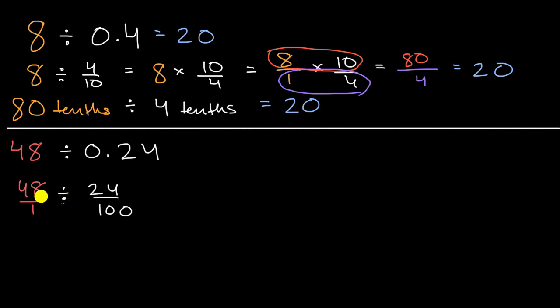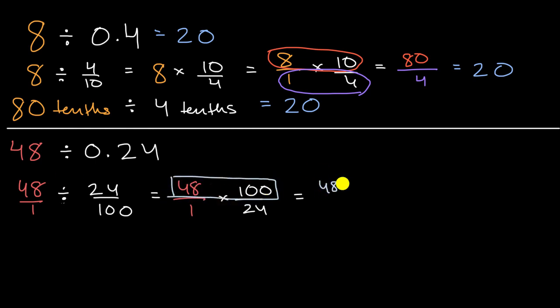There you go. And so when you divide by a fraction, that's the same thing as multiplying by the reciprocal. We've seen that before. So this is equal to 48 over 1 times 100 over 24. And so our numerator here is going to be equal to 48 times 100. Actually, I'm just going to write that out as 48 times 100 in the numerator. And then our denominator is going to be 24 times 1. Well, that's just equal to 24.